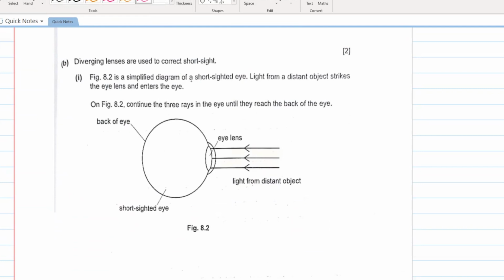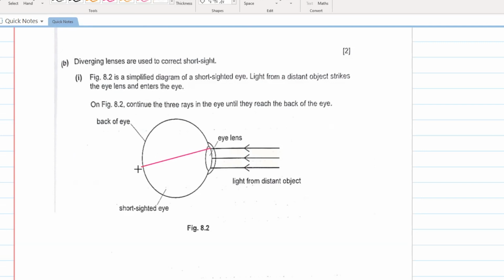Diverging lenses are used to correct short sight. Figure 8.2 is the simplified diagram of a short sighted eye. Light from a distant object strikes the eye lens and enters the eye. On figure 8.2, continue the three rays in the eye until they reach the back of the eye. Okay, so if this is a short sighted eye, what will happen? The image will form before the retina, somewhat like this.